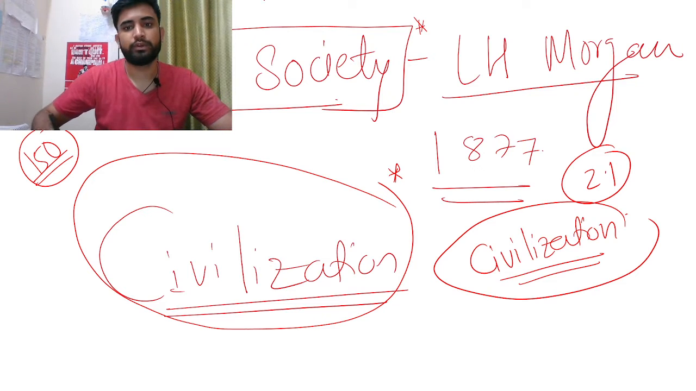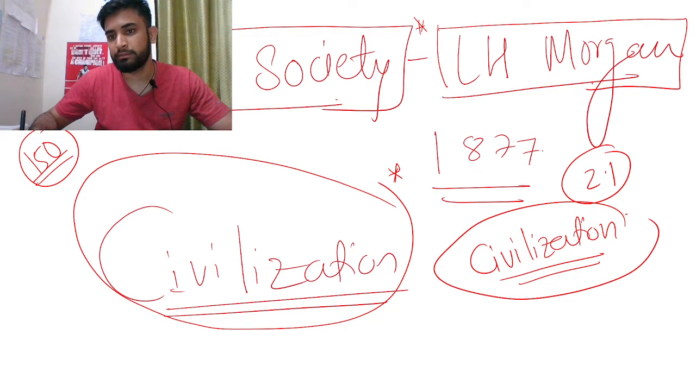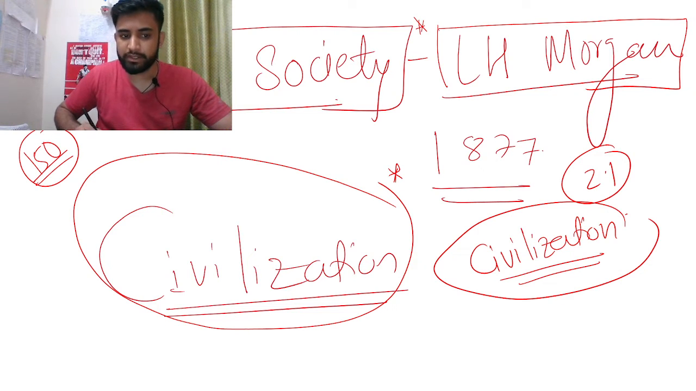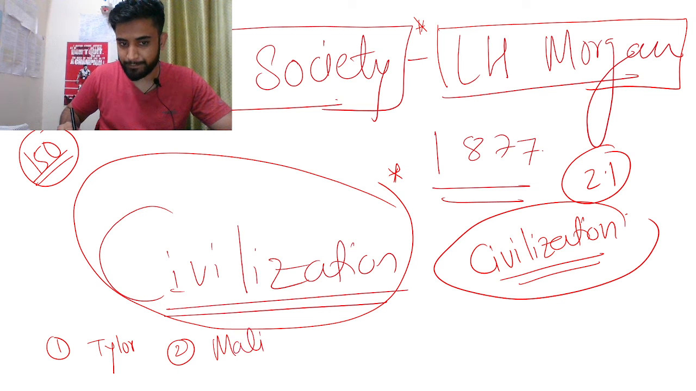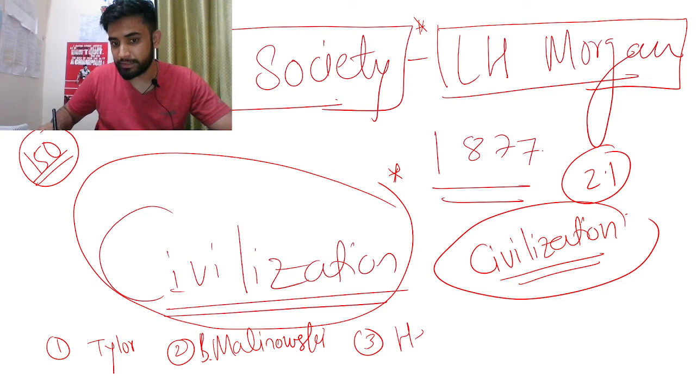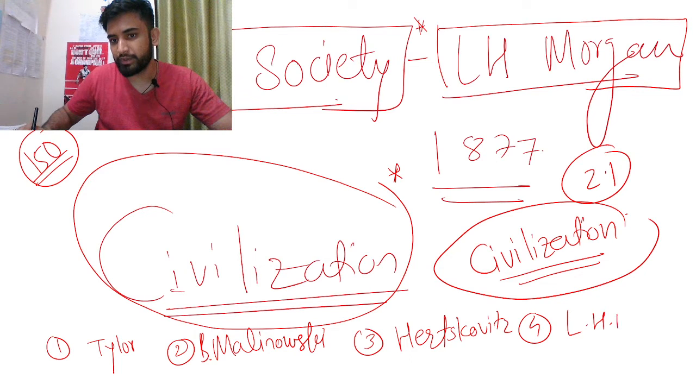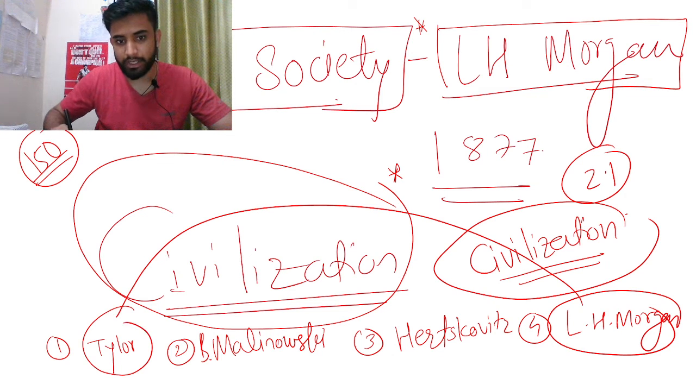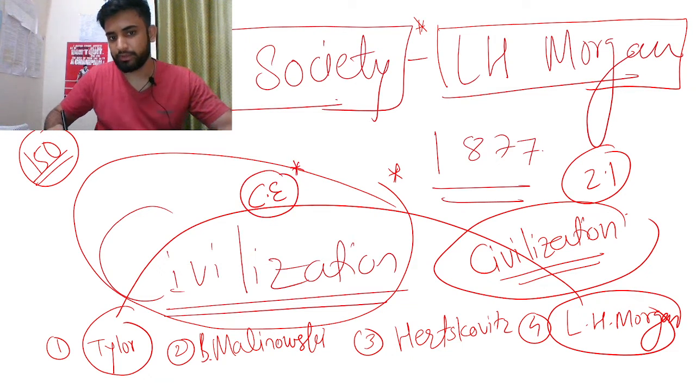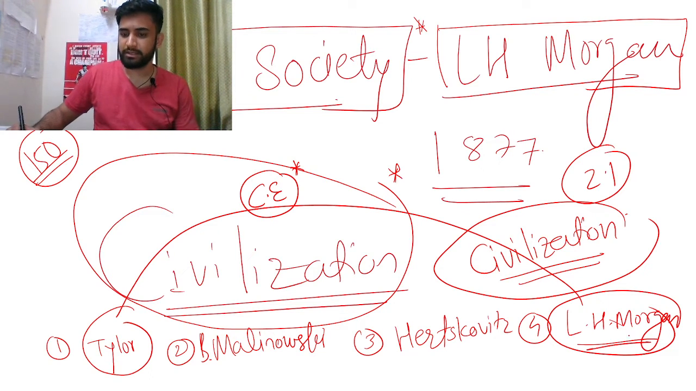Okay, so you might see the name L.H. Morgan. This will be the fourth name. The first name was E.B. Tyler. The second was Bronislaw Malinowski. Third was Herskovits, and this fourth is L.H. Morgan. Now L.H. Morgan and Tyler, these both are classical evolutionists. You should just remember these names because in theories these people have certain contributions which we need to discuss.